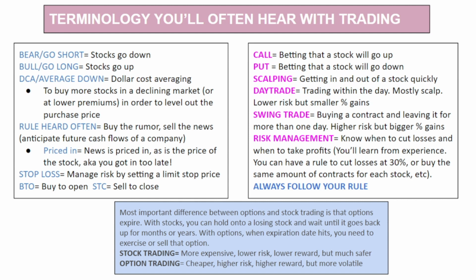So before you start trading stocks, there are some terminologies that you'll hear often. Obviously, there's like 100 different terminologies that you should know, but these are ones that I hear every day. And they're very basic terminologies that you should know, such as when someone is bearish or going short on a stock, that means they believe the market is going to go down. If someone is bullish and going long on a stock, that means they believe the market will go up.